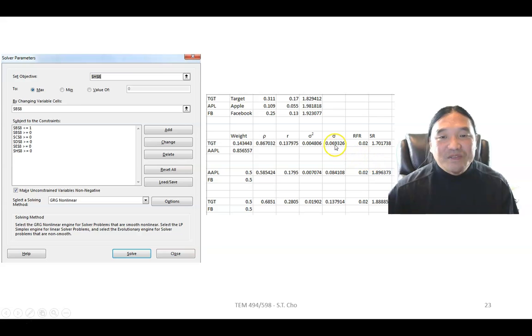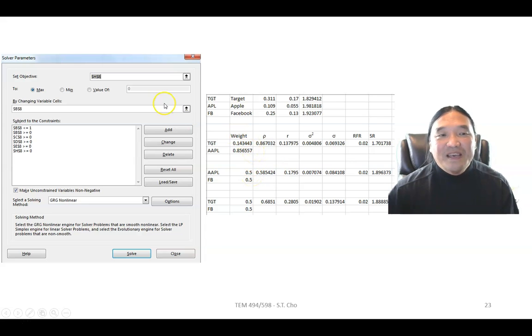So the R, the sigma squared. Sigma is just the square root of sigma squared. The risk-free rate, I'm assuming, is 2%. And so the Sharpe ratio comes out to this. So when I look at the Sharpe ratio for all 3 opportunities, as it turns out, Apple, Facebook and Target, Facebook are about the same. But this is the least of the 3.